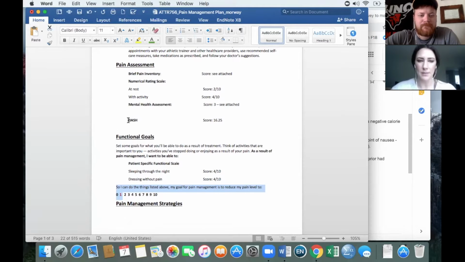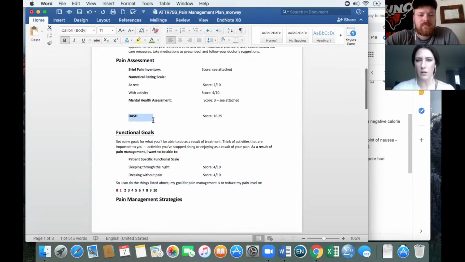And then also for pain assessment, we did do the DASH. That was more of a functional measure. I just think for shoulders, that's a great one to do.